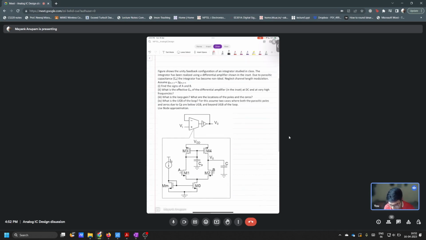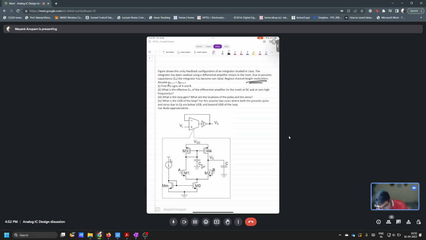So the question is, the figure shows the unity feedback configuration of an integrator studied in class. The integrator has been realized using a differential amplifier shown in the inset. Due to parasitic capacitance CP, the integrator has become non-ideal. You know that at this node here, and at this node, we do not assume any parasitic capacitance, but now we have assumed some parasitic capacitance CP at this node here.